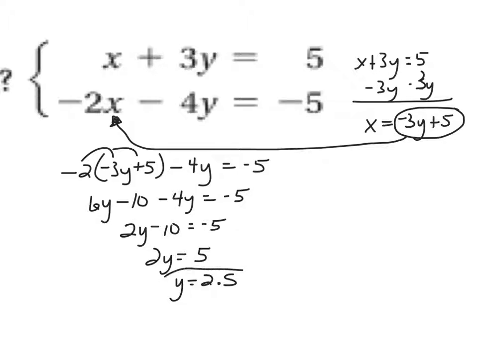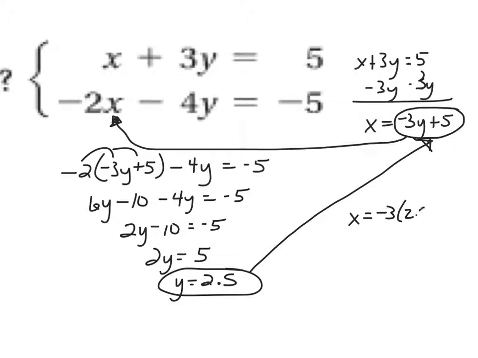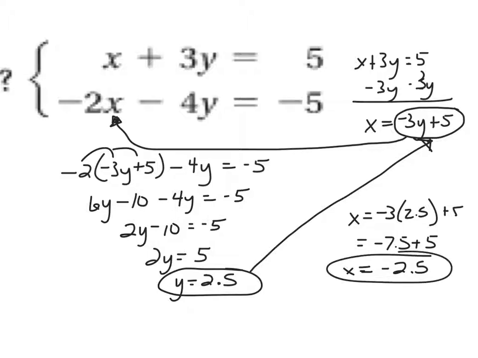But now I'm going to take this 2.5 and plug it in right there. So x equals negative 3 times 2.5 plus 5. Okay, negative 3 times 2.5 is negative 7.5. And if I add 5 to that, that's going to be negative 2.5. So those are my two numbers that I'm looking for. Negative 2.5 is the first variable, x, and 2.5 is the second variable, y.